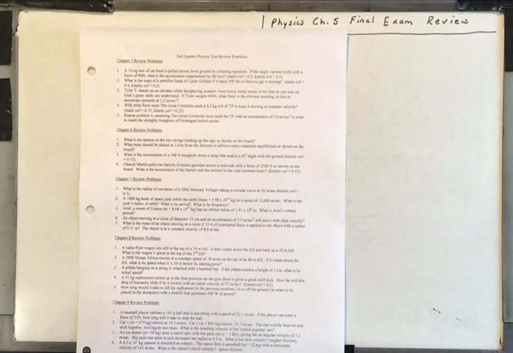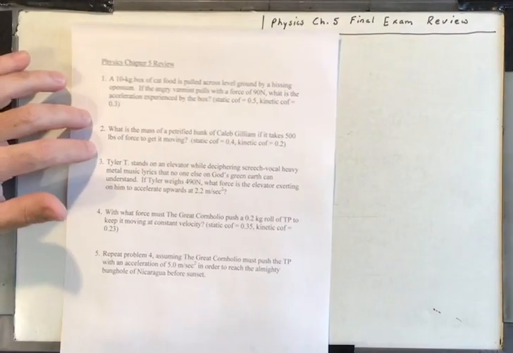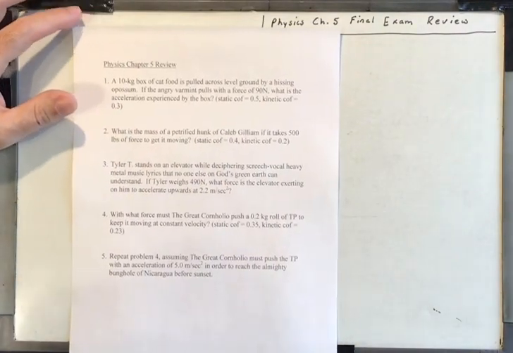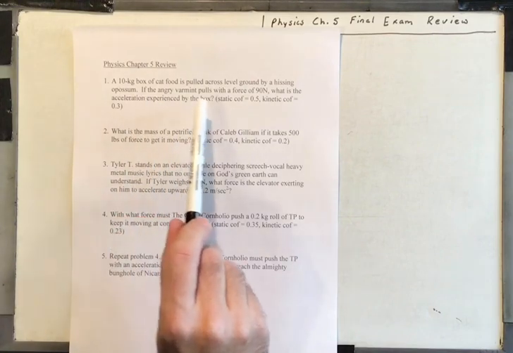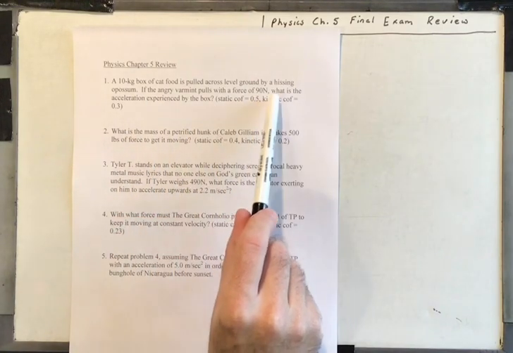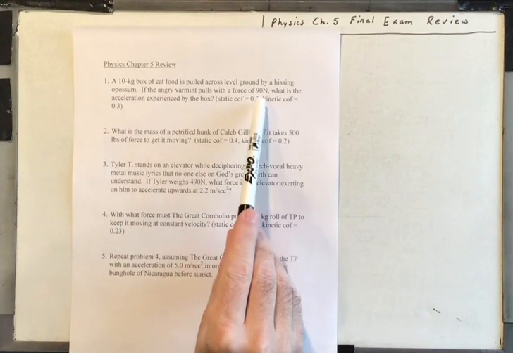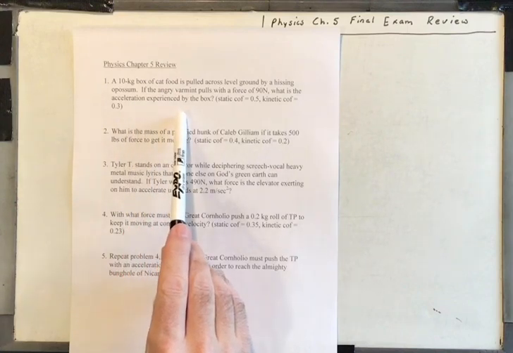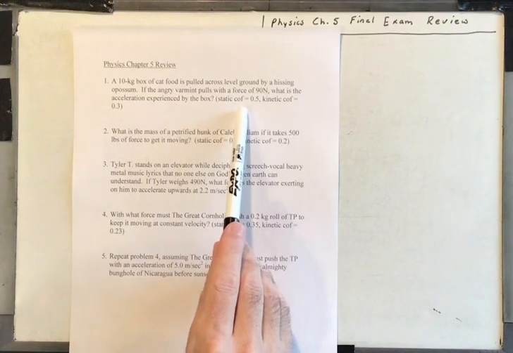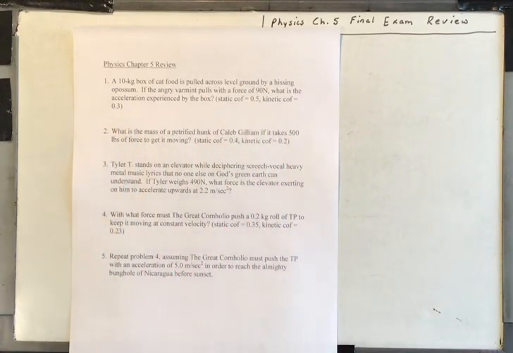The print is so small for this video that I went ahead and made an enlarged print for us to read off of for this video. So our first question says a 10-kilogram box of cat food is pulled across level ground by a hissing possum. If the angry varmint pulls with a force of 90 newtons, what is the acceleration experienced by the box? And we have a static coefficient of friction of 0.5 and a kinetic coefficient of friction of 0.3.